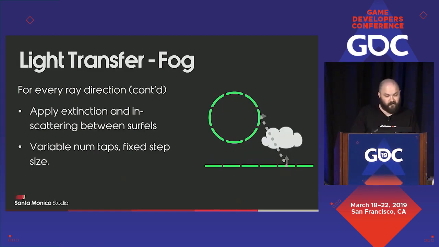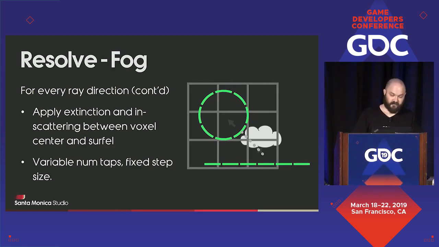And then we modify the light transfer stage of the baking to take a fixed world space step, so a variable number of steps, accumulating extinction and inscattering from those textures as we light them. And then the same thing when we resolve the GI as we sample through those volume textures.